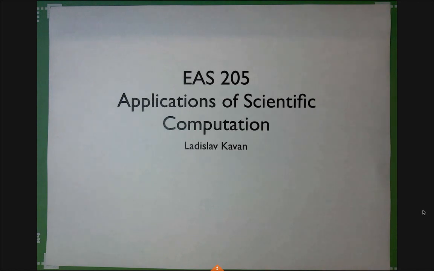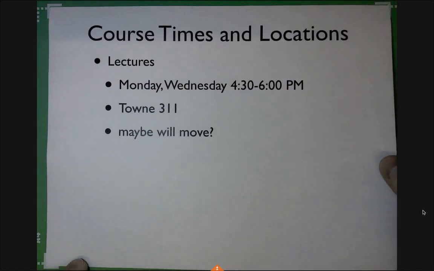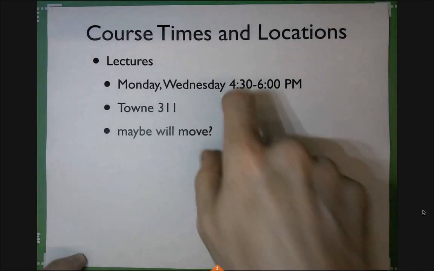So today we will first go over the organizational matters, like where we are meeting, what the grading is going to be like, what the course is about, and so on. And then we will start with some actual meat of the course, starting with the simple things, notations, and basic vector operations. All right, so you already figured out that we are meeting on Mondays and Wednesdays, 4:30 to 6.